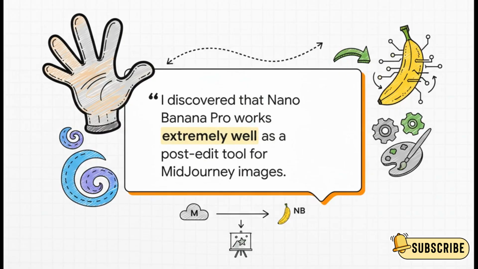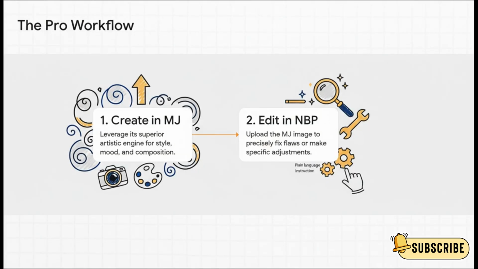This insight, which was shared by a user on Reddit, is absolutely the key. While Midjourney is amazing at creating art, we all know it still struggles with little details, like hands. Nano Banana Pro, though, is a fantastic editor, so the secret isn't picking one, it's combining them. And this just lays it out perfectly.